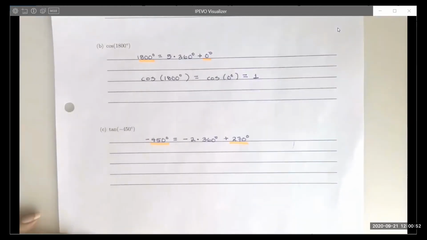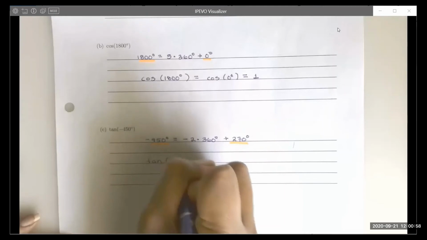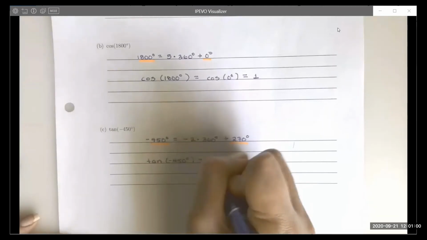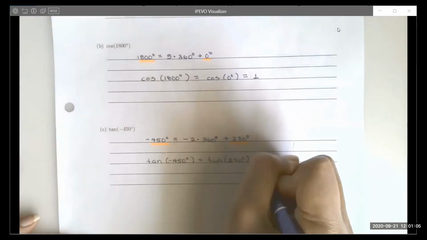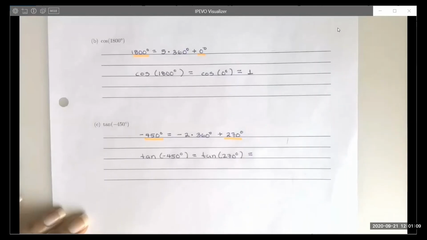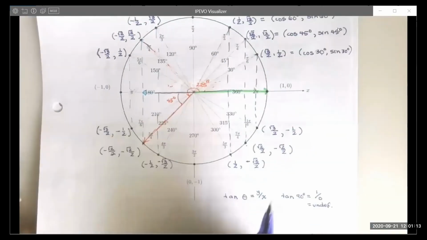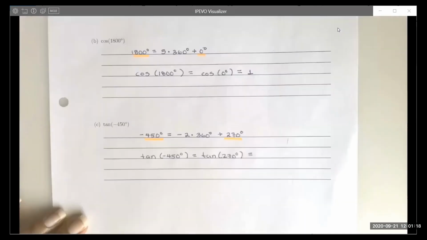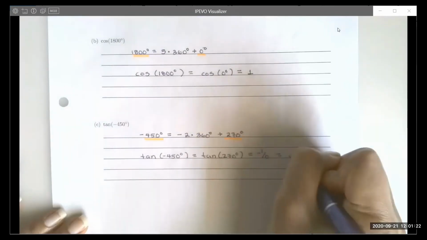And so we can find tangent of negative 450. Tangent of negative 450 will be tangent of 270, which remember is the same thing as y over x at the 270 degree angle. So here's 270, y is negative 1, x is 0. So we're going to get negative 1 over 0, which is going to give us undefined.